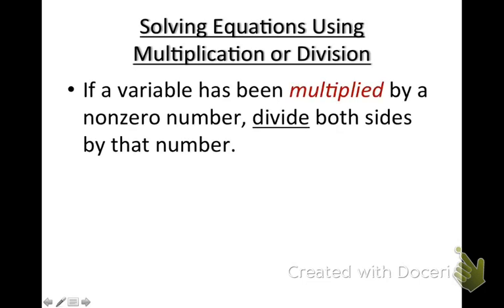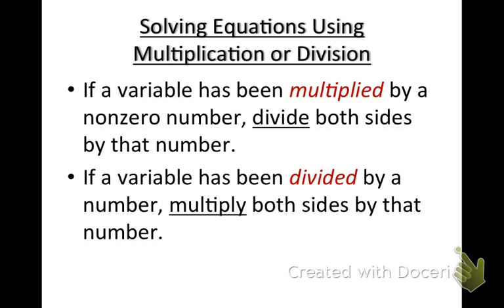So, if a variable has been multiplied by a non-zero number, you're going to divide both sides by that number. And when we're talking about that, we're talking about the coefficient. If a variable has been divided by a number, multiply both sides by that number.